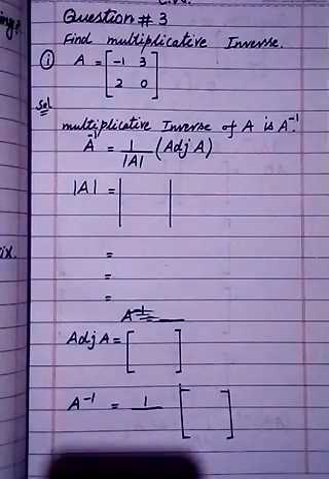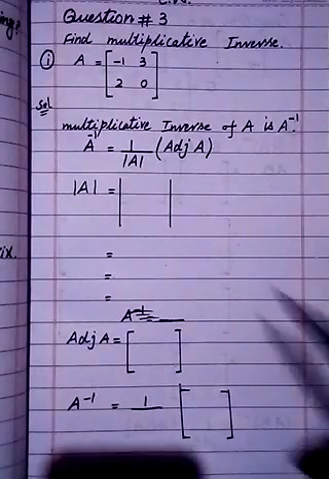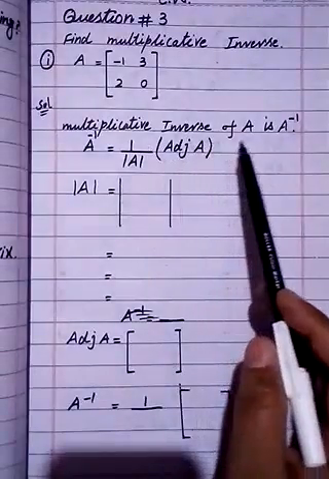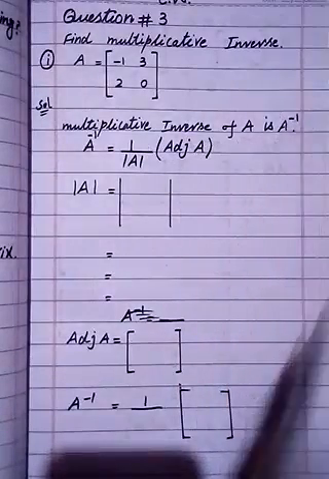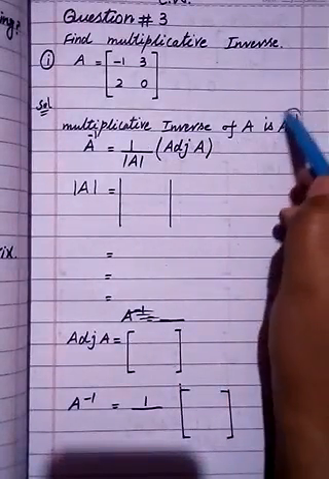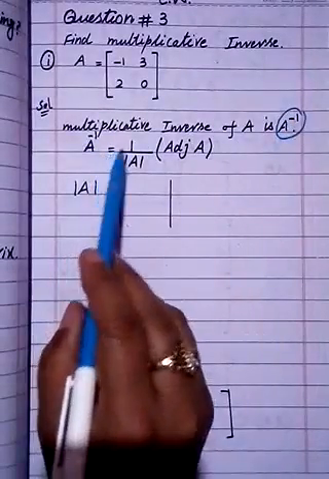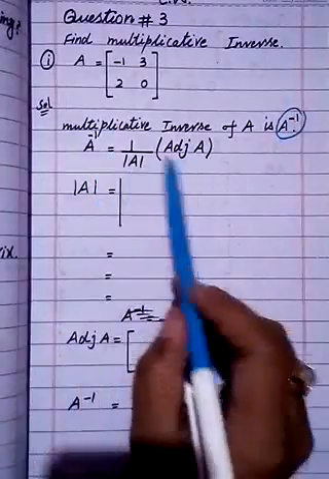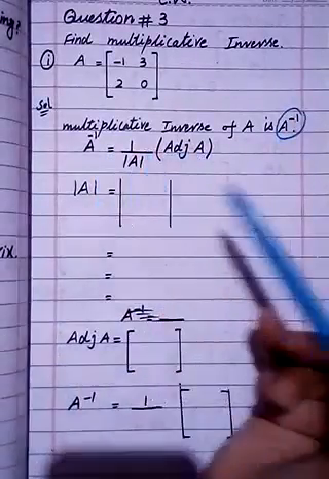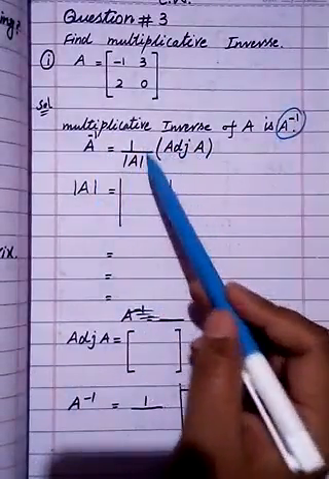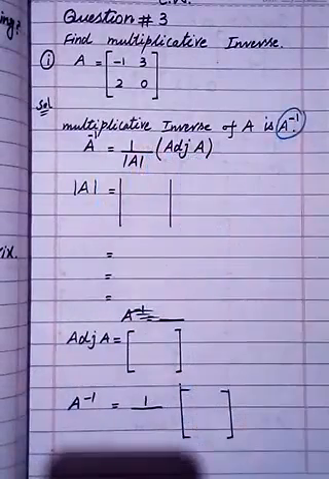Now, we'll start question number 3. Find the multiplicative inverse. Now, you are going to find the multiplicative inverse here. So, first of all, let the multiplicative inverse of A be A inverse. Now, the A inverse formula equals 1 by A mod into adjoint A. You can say that 1 by A determinant, or 1 by A mod, multiplied by adjoint A.